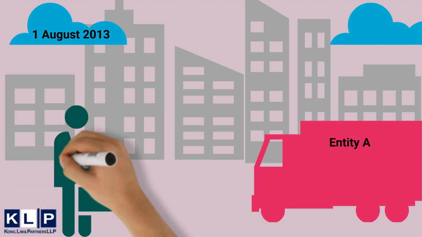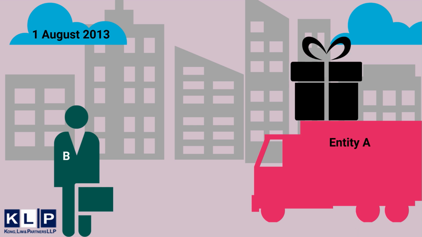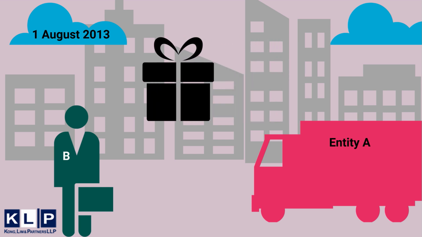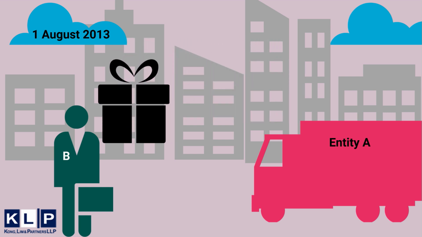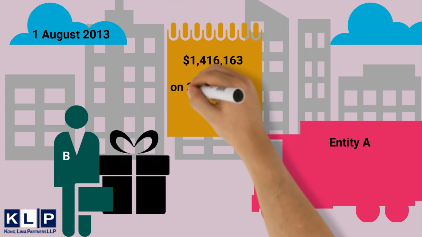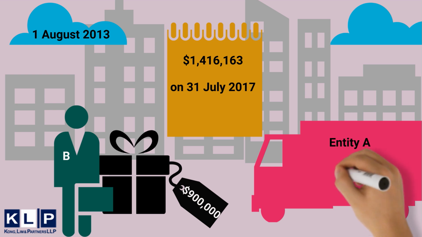In terms of the contract, Entity A would deliver a product to customer B on 1st August 2013. The full contract price of about $1.4 million is payable by customer B on 31st of July 2017, 4 years later. The regular cash selling price of the product is $900,000. The costs incurred by Entity A to manufacture the product amounts to $590,000.